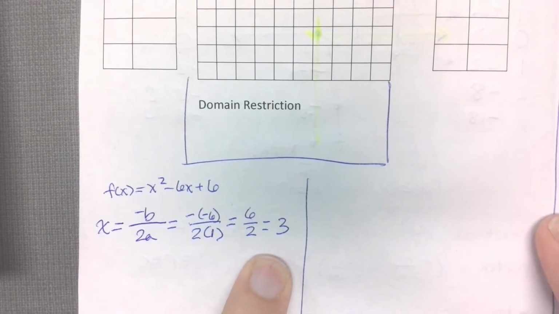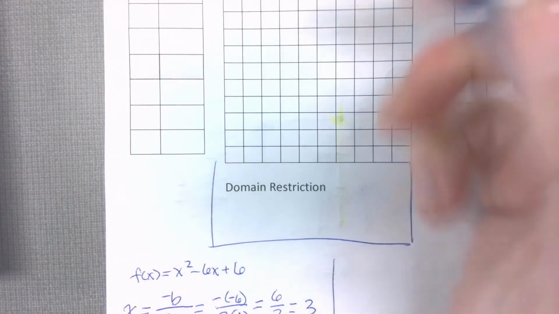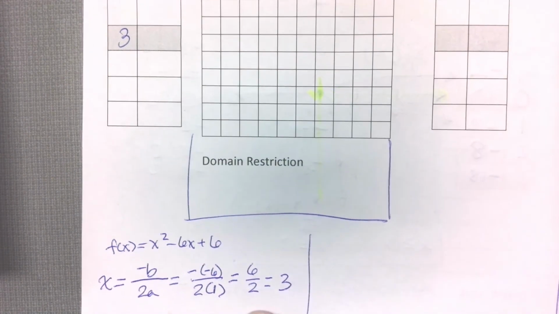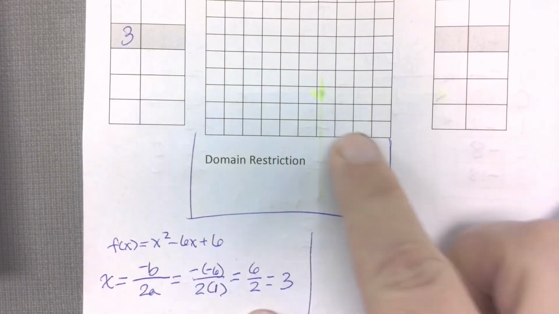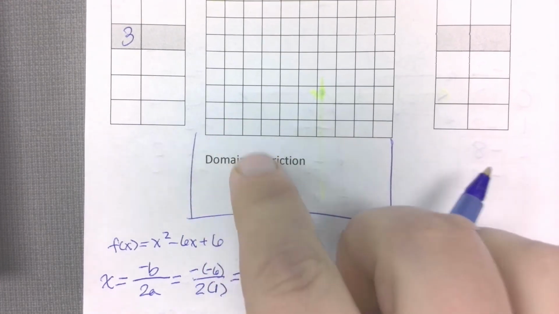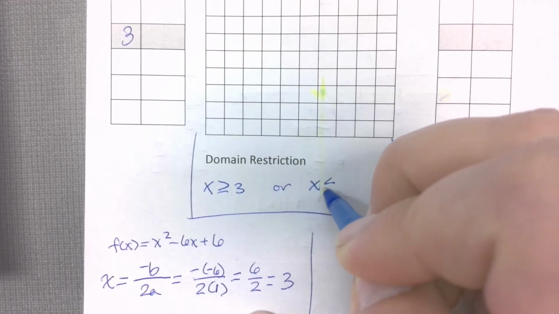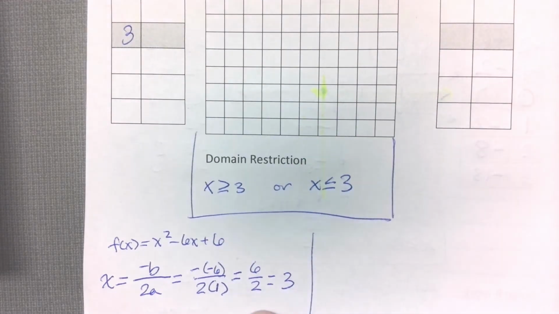You follow me? I'm going to put it up here in the shaded area. What else am I going to do with that same number? Hint, hint. So b. Yeah. X is greater than or equal to 3, or x is less than or equal to 3.